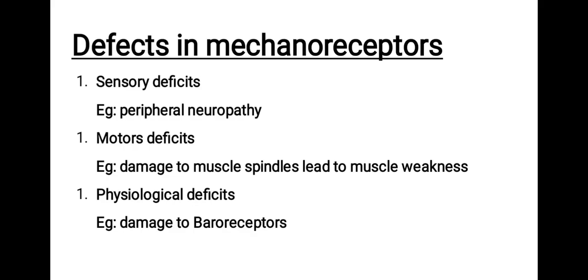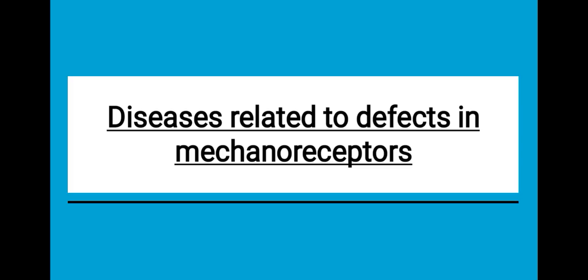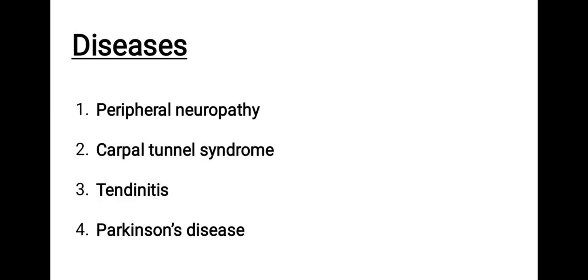Defects in mechanoreceptors cause sensory deficits, peripheral neuropathy, and motor deficits. Damage to the muscle spindle leads to muscle weakness, then physiological deficits, damage to baroreceptors. Diseases related to defects in mechanoreceptors: peripheral neuropathy, carpal tunnel syndrome, tendonitis, Parkinson's disease.